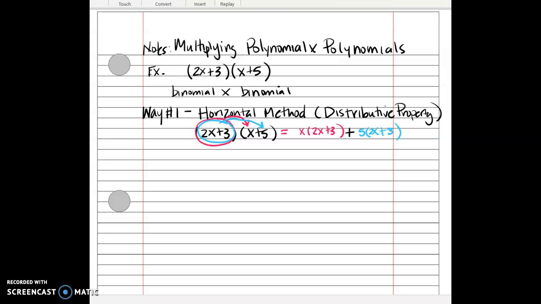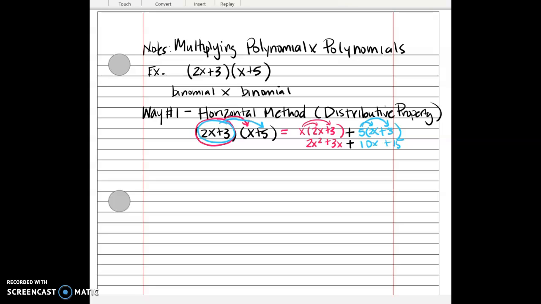All right. So at this point now, we get to distribute again. We've got the x times the 2x, which gives us 2x squared. The x times the 3 gives us the 3x. And then plus the 5 times the 2x, 10x, and then the 5 times the 3, the 15. And when you look at this, you have 2x squared plus 3x plus 10x plus 15.